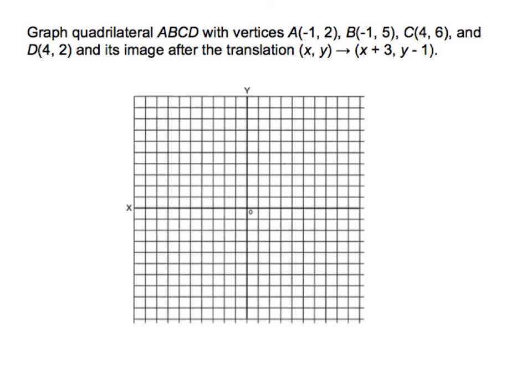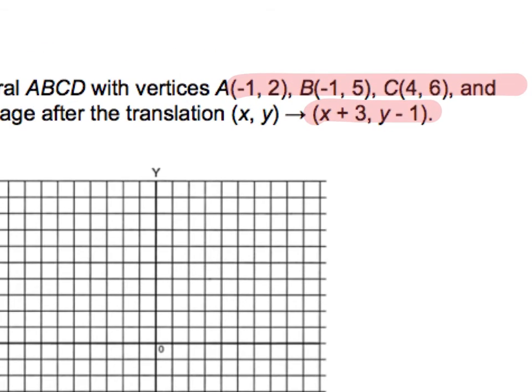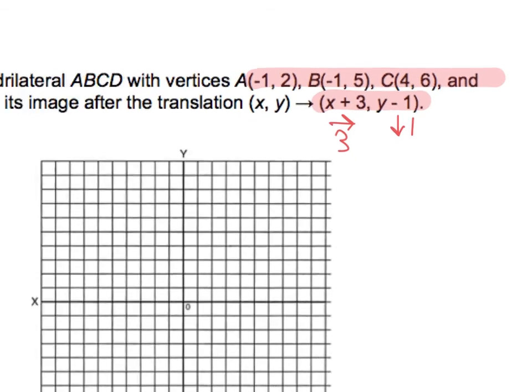Okay, last one here. We're just going to practice one more time with coordinate notation. I want you to pause the video, graph points A, B, C, and D, and then you are going to translate it x plus 3, y minus 1, which means you are going to go to the right 3 with every point and down 1.